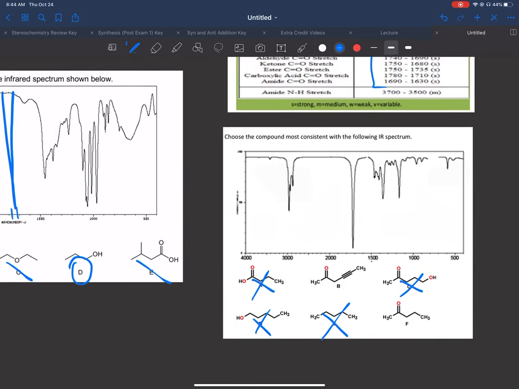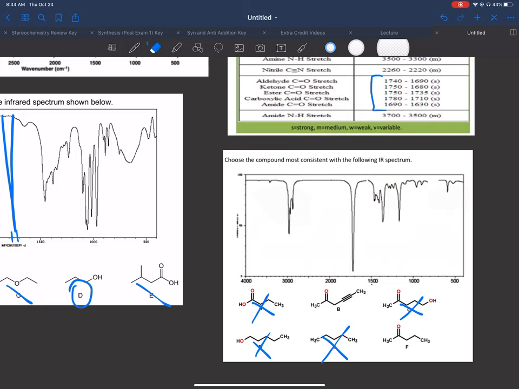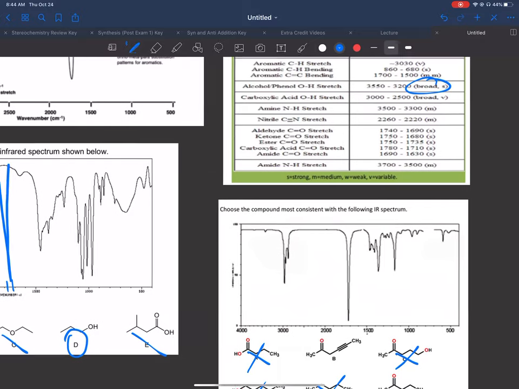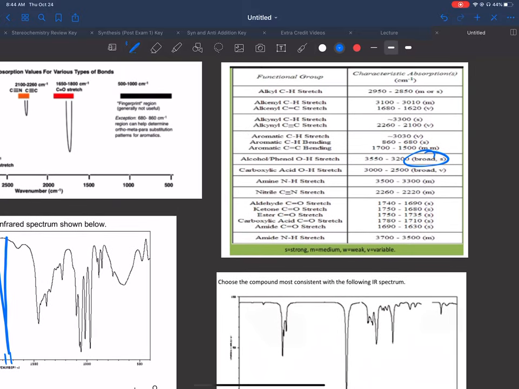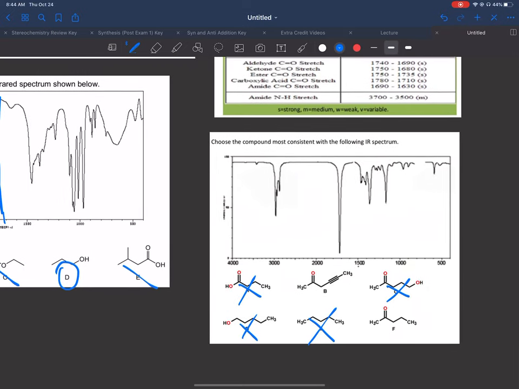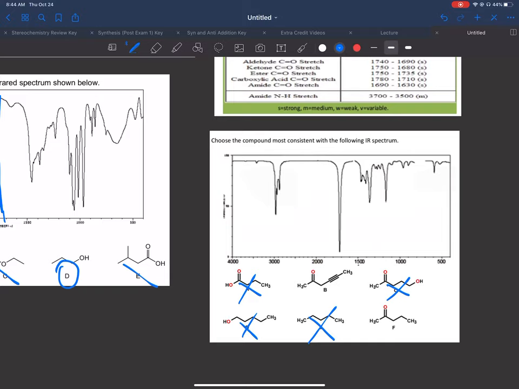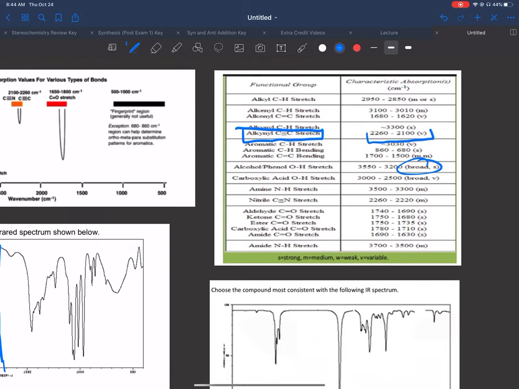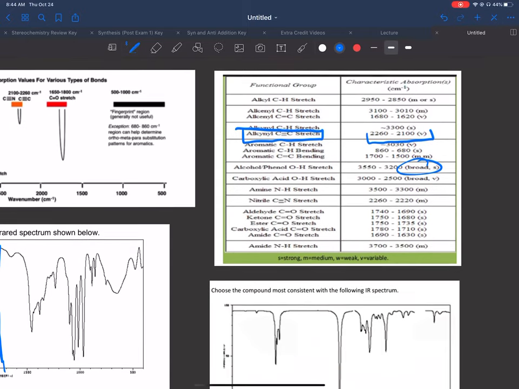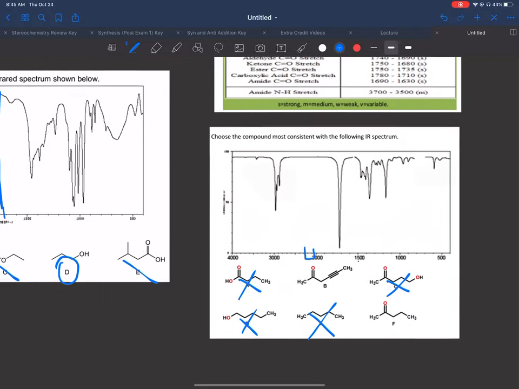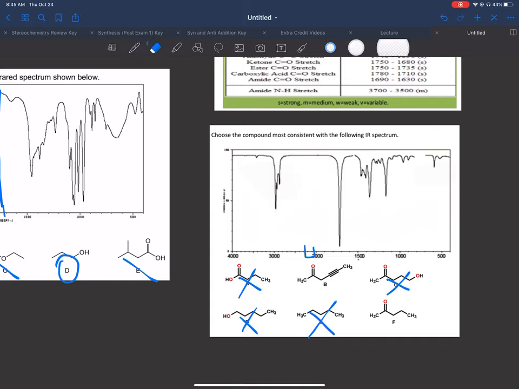Now what exactly are we having here? The difference between F and B is the presence of an alkyne, this triple bond. So let's look at where a triple bond is. We see it says right here, alkynyl stretching, C triple bond C. C triple bond C has an absorption of 2160 to 2100. We should have, according to this, a broad, variable peak. But you can see we have nothing here, empty. So we don't have an alkyne. B is out. So F is your answer, okay?